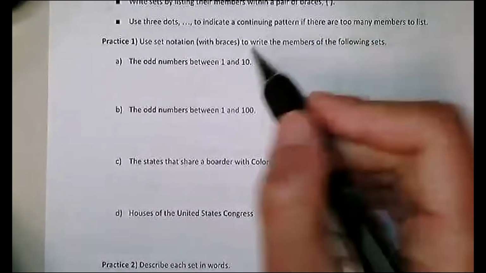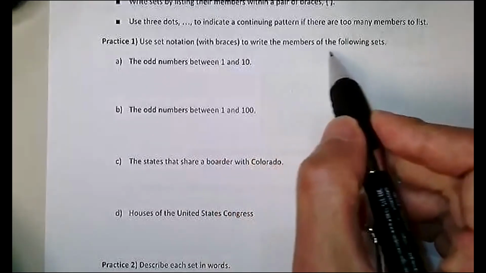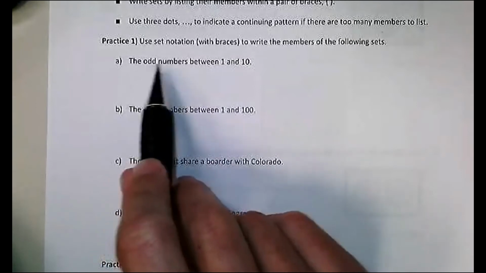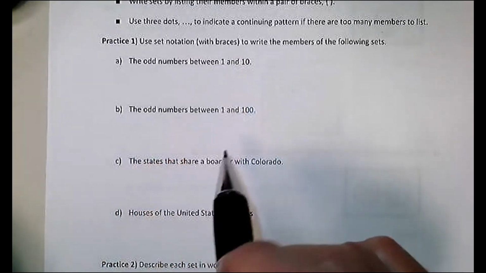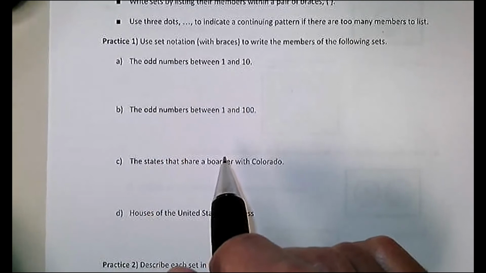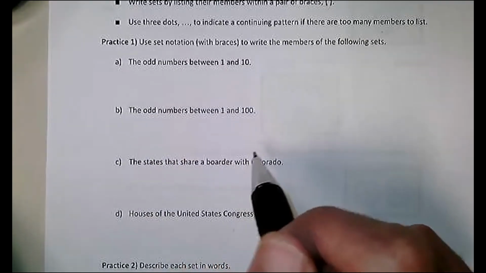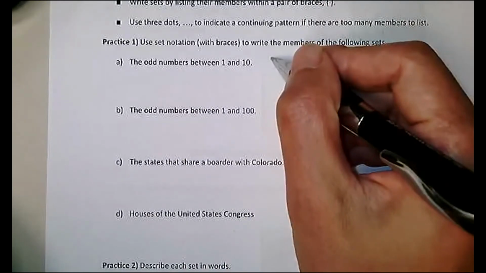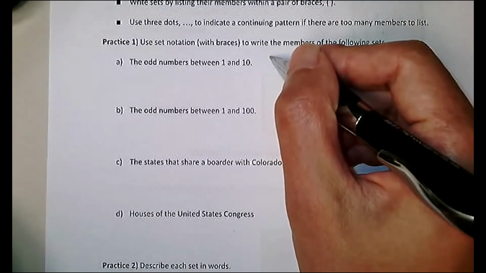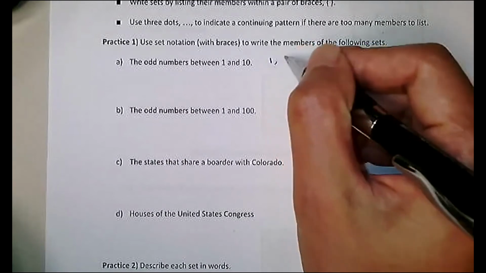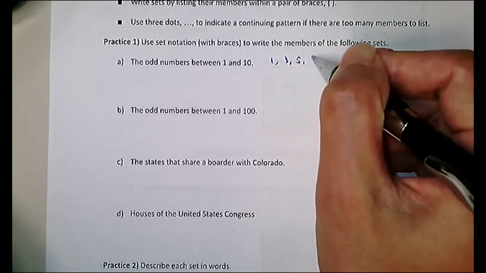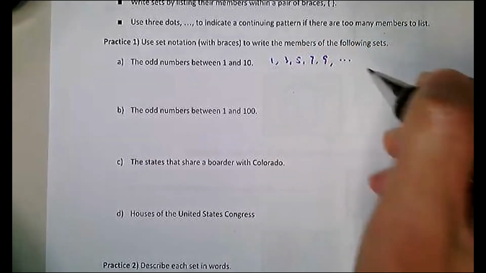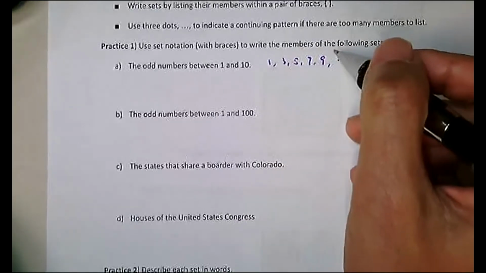Example 1: use set notation to write the members of the following set. Question A, odd numbers between 1 and 10. So what is an odd number? Odd numbers are those numbers which cannot be divided by 2. For example, 1, 3, 5, 7, 9. Okay, those are odd numbers.